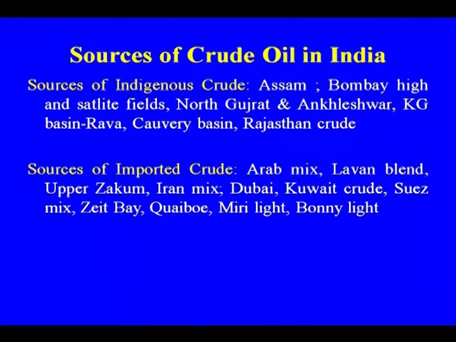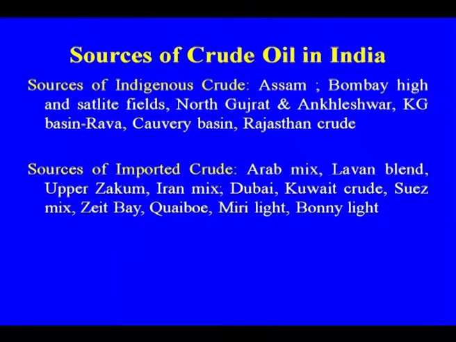now the Rajasthan crude. But the only problem in the case of the Rajasthan crude is that it is heavier and has more sulfur content. So, these are the sources of the imported crude: Arab Mix, Labuan Blend, Upper Zakum, Iran Mix, Dubai, Kuwait, Suez, Jeet. These are all the various sources from which we are getting the crude oil.